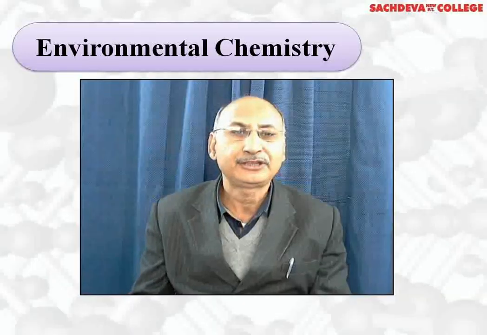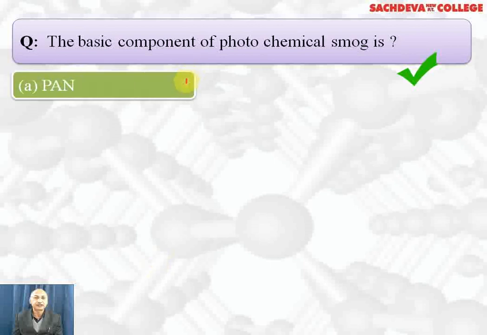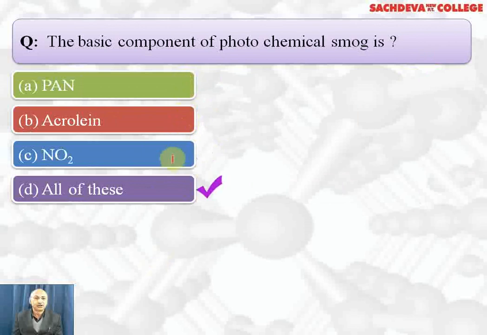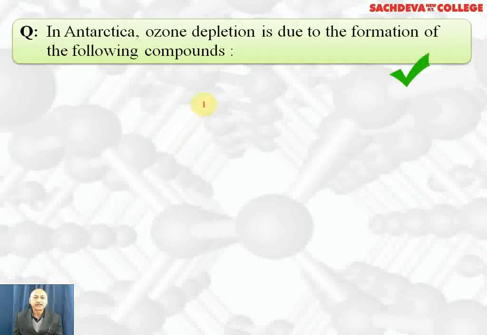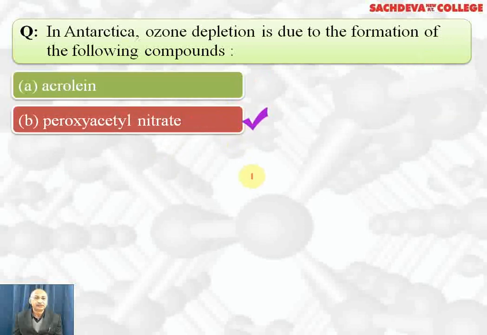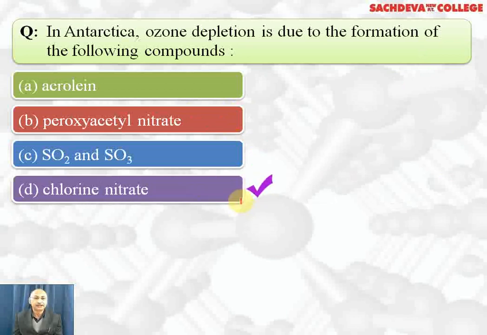Continue with MCQ on environmental chemistry. The basic component of photochemical smog is PAN, acrolein, NO2. All of these, correct answer is all of these. The Antarctica ozone depletion is due to formation of the following compounds: acrolein, peroxyacetyl nitrate, SO2 and SO3, chlorine nitrate. Correct answer is chlorine nitrate.